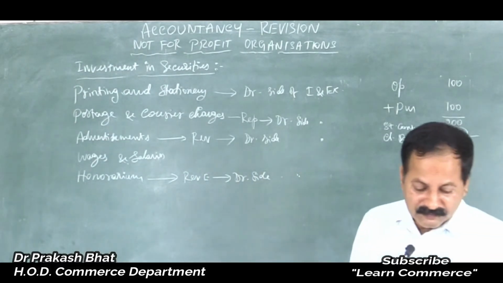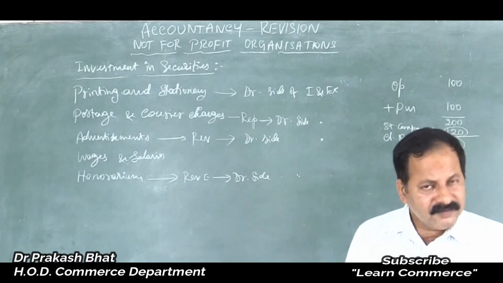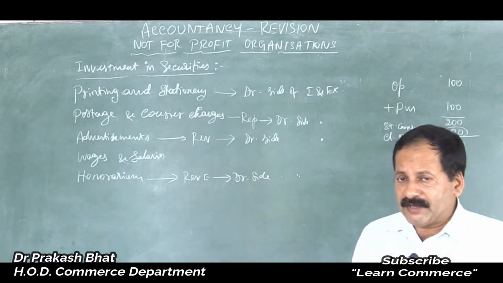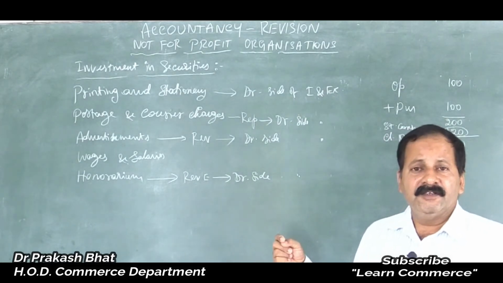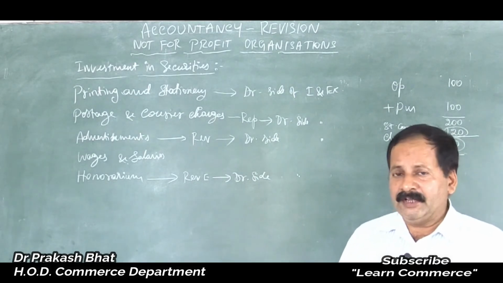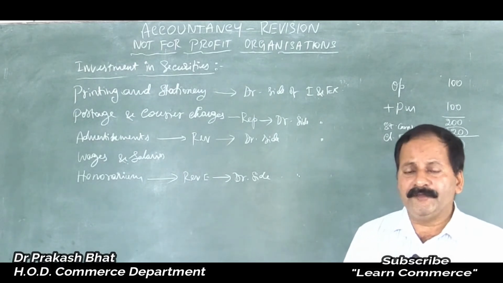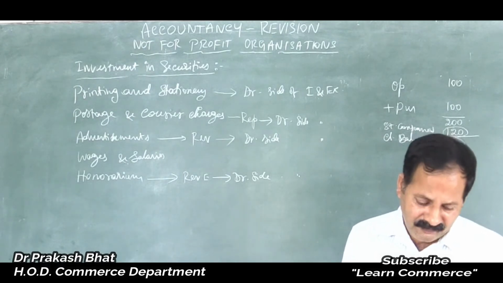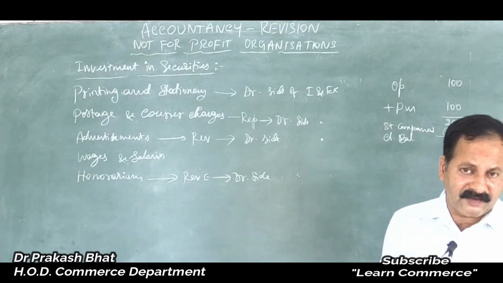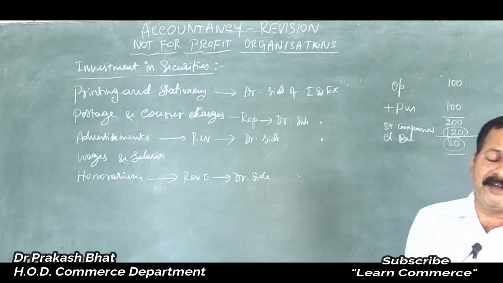Now, telephone charges, same thing friends, no need of elaborating. Telephone charges, again an expense, and every month we have to pay the telephone bills, right? Recurring in nature, so it should be entered on which side? Debit side of income and expenditure account, correct? Yes. Then electricity and water charges, again same thing, expenditure, should be entered on the debit side of income and expenditure account.